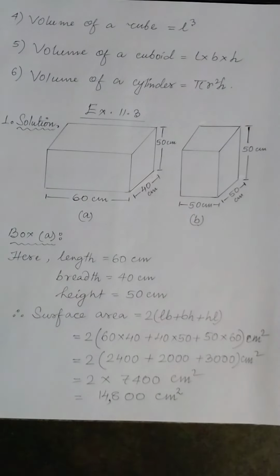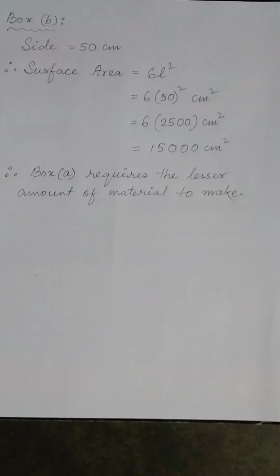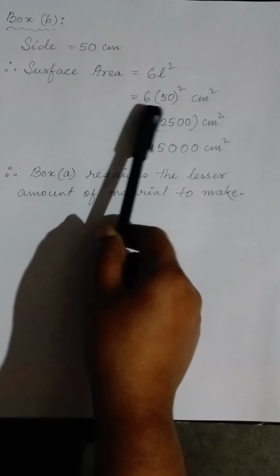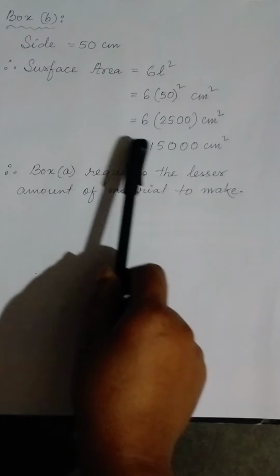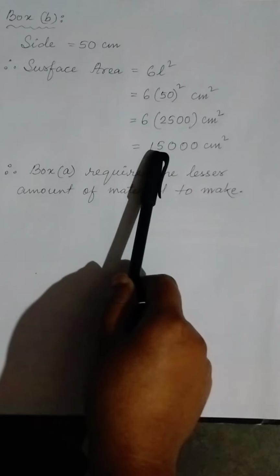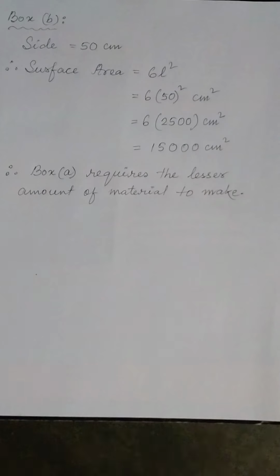Now, let us come to box B. Here is your box B. It is a cube. Side of the cube is how much? 50 centimeter. Total surface area will be 6L square, where L is the side of the cube. So 6 into 50 square. 50 square is 2500. And 25 into 6 is 150, then 00. That means 15,000 square centimeter.